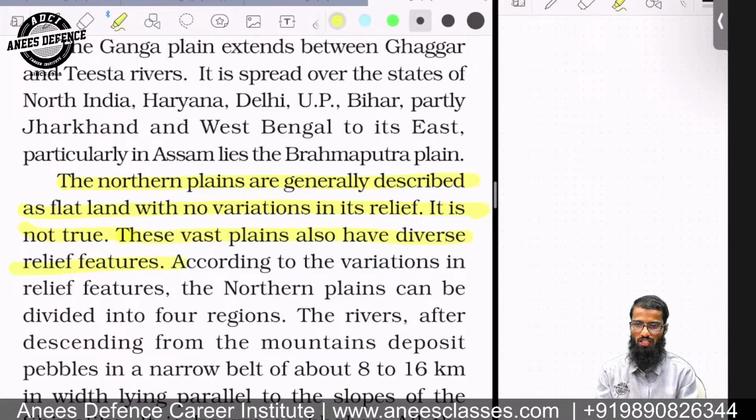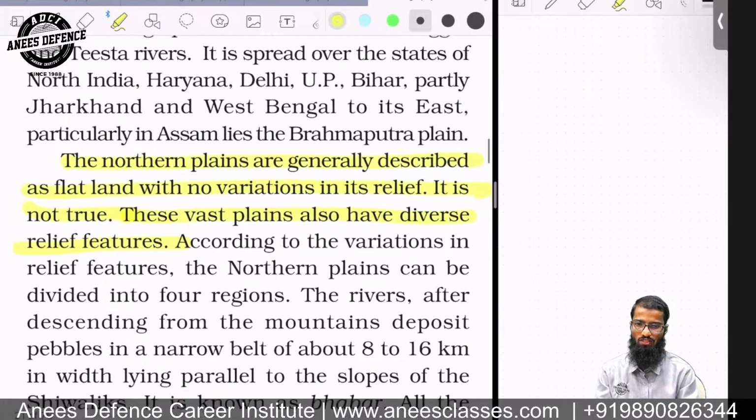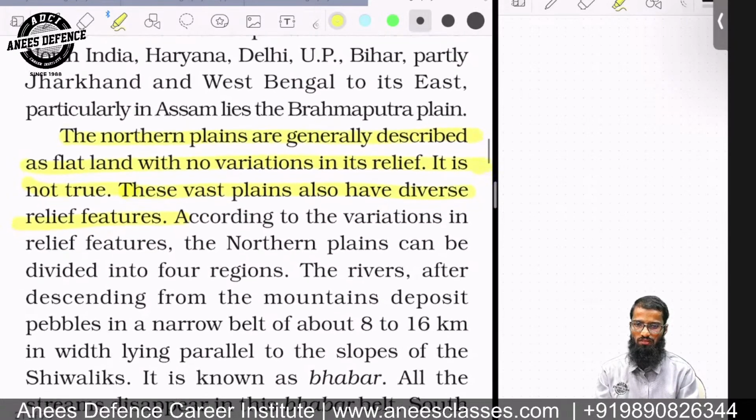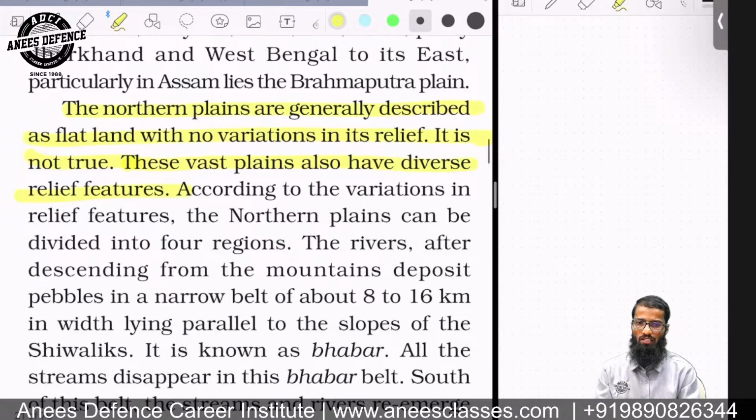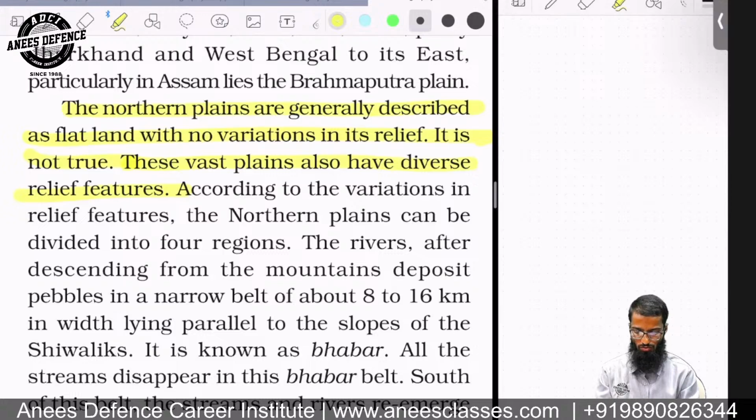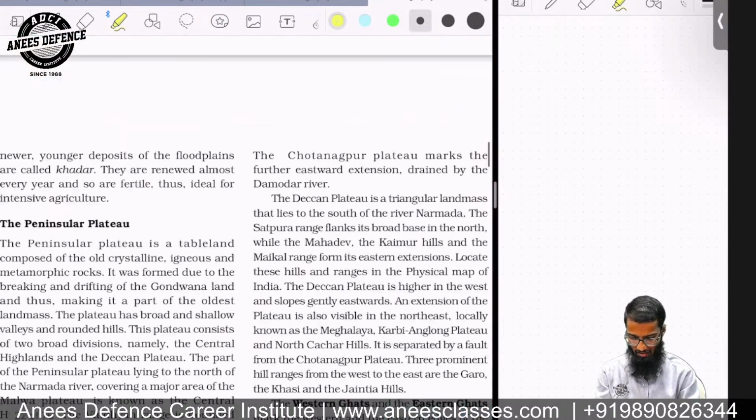According to the variation in the relief feature, northern plains can be divided into 4 regions. The rivers after descending from the mountains deposit pebbles in a narrow belt. So now, this diagram is also important.